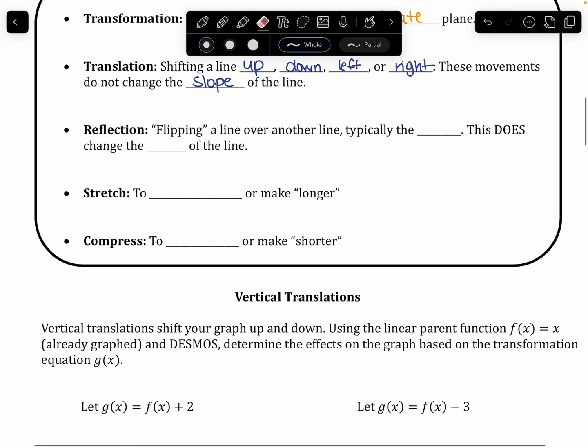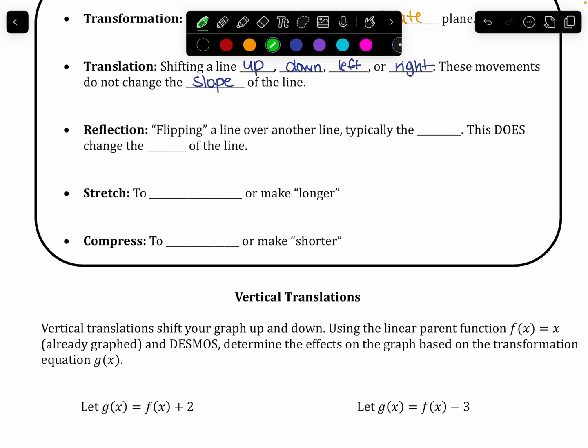Another transformation that you can have is a reflection, and the easiest way to think of a reflection is by flipping a line over another line. In Algebra 1, we focus primarily on doing reflections over the axes. So this is the x-axis and the y-axis. However, you can do a reflection over many different types of lines. But like I said, in Algebra 1, we will focus mainly on the x-axis and y-axis. When you do a reflection over the x-axis and the y-axis, it will change the slope of the line.